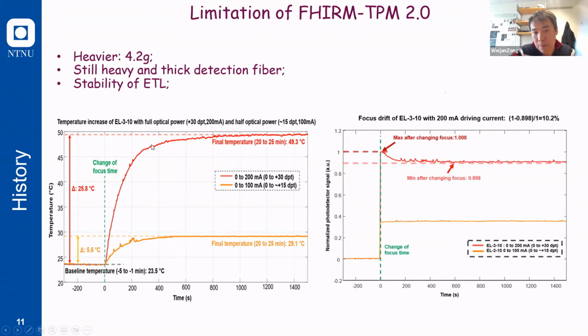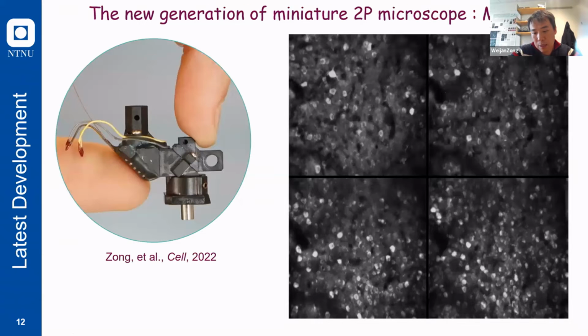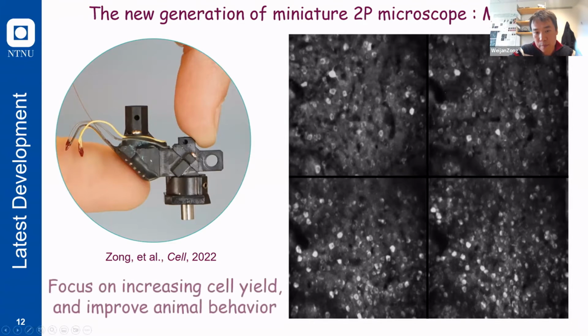And this increasing of temperature will drift your focal plane, which means that you can never track the same cell for more than 10 minutes. All of these problems motivated us to develop a new version of the miniature microscope, which was published this year, and we call it Mini2P.